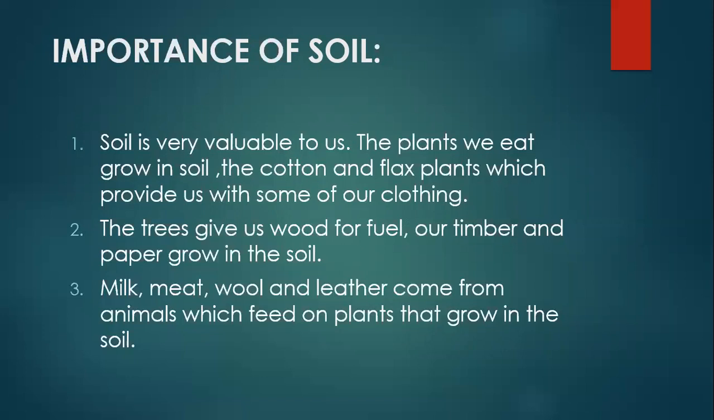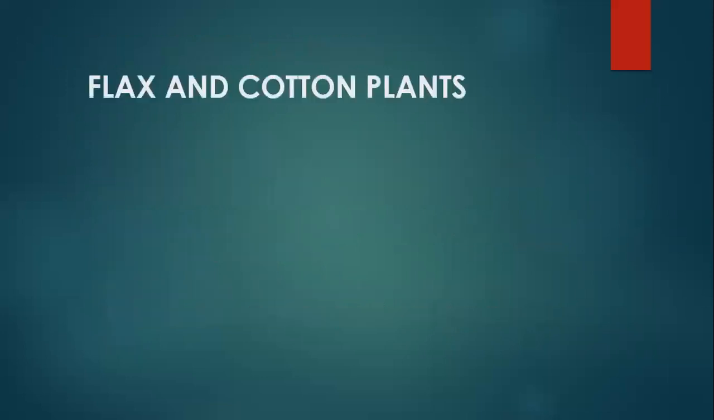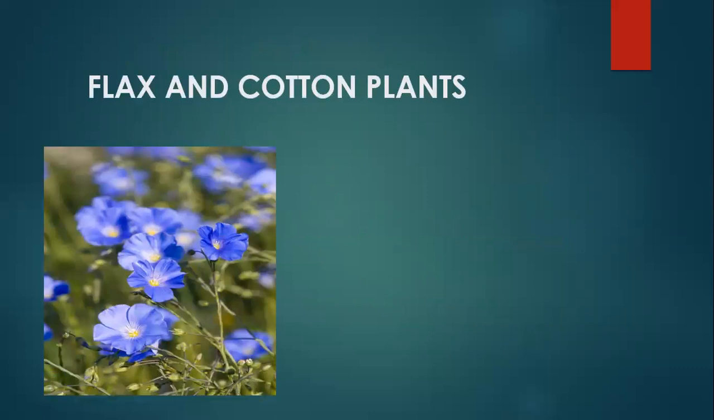The third is milk, meat, wool, and leather also come from animals which feed on plants that grow in the soil. If these plants are not there, then animals don't feed on these plants, and we will not get milk, meat, and wool from these animals. So the importance of soil is very valuable to us. After that, now I am showing you flax plants and cotton plants. Yes, this one is a flax plant.